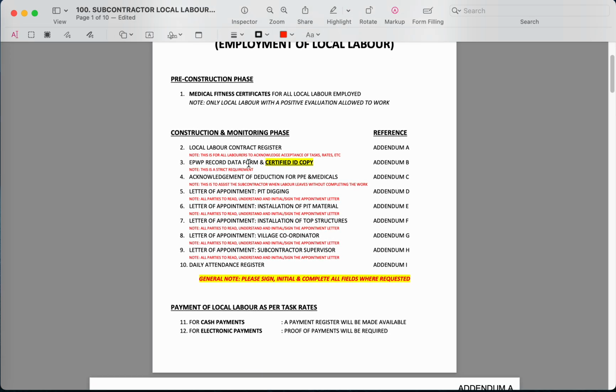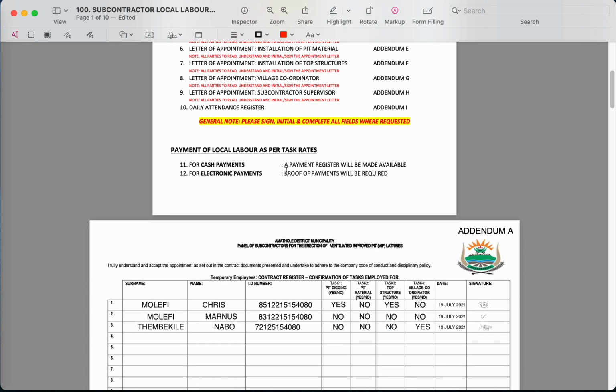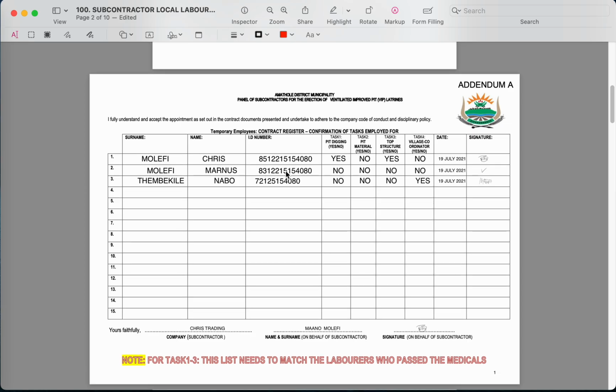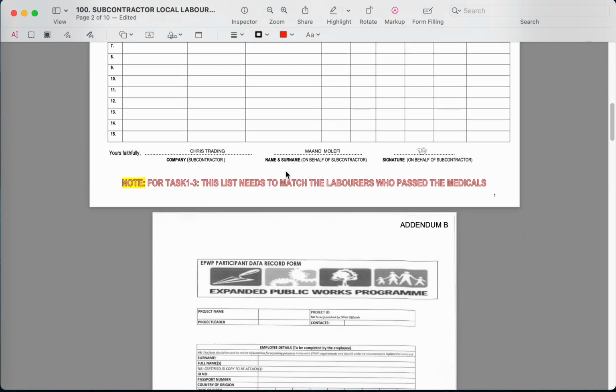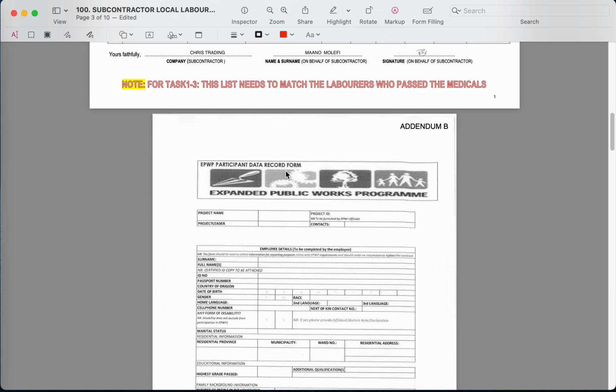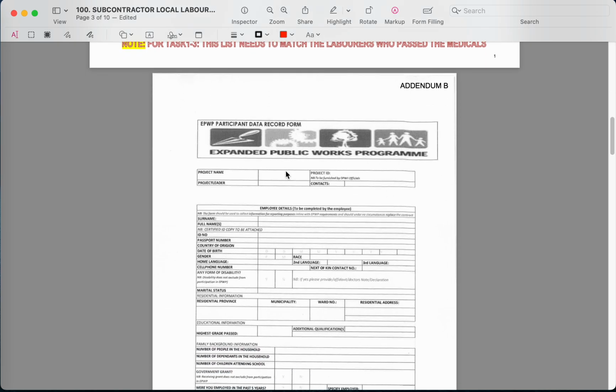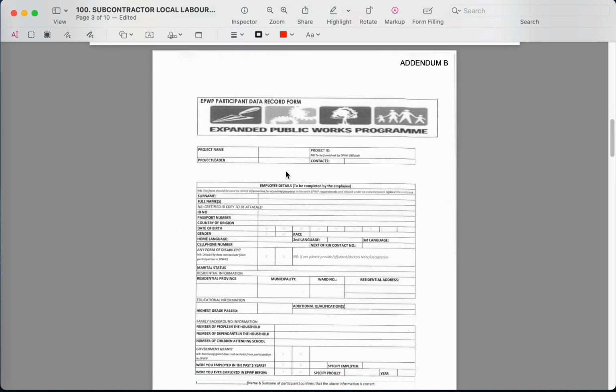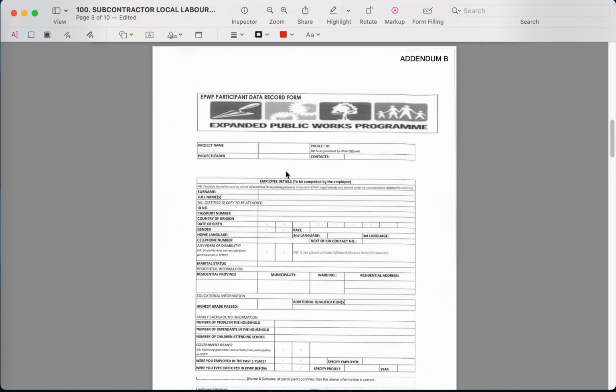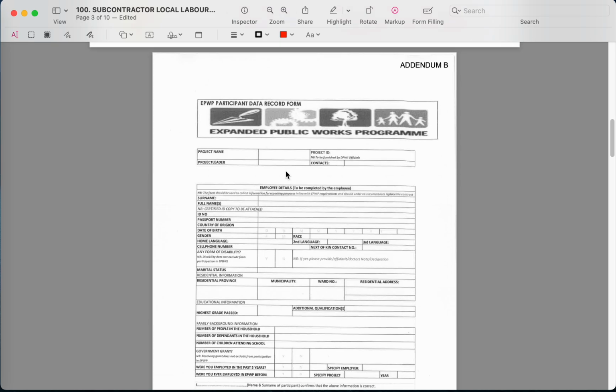After this is done, we have to go to addendum B, based on the pages mentioned above. So on page 3, this is the EPWP record and EPWP form and the certified ID, as stipulated in my advice on how you do this. When you are bringing your employees to medicals, you try and ensure that they have ID copies with them, and then you go and certify those ID copies, or you go and make copies and then certify them.